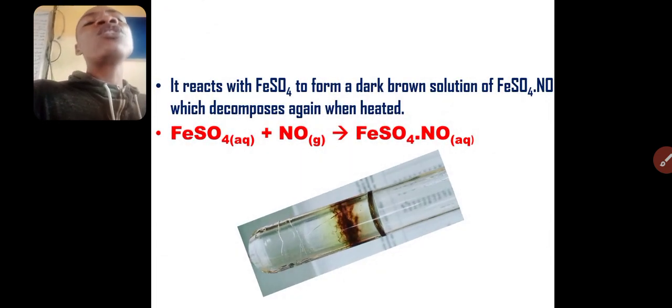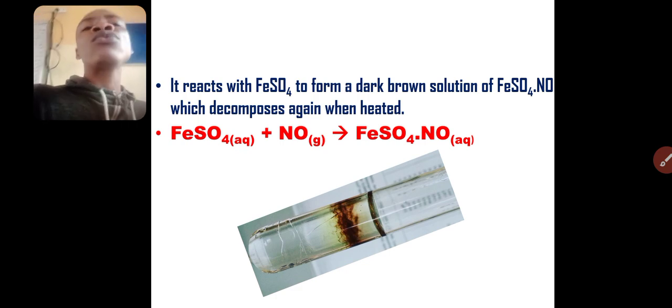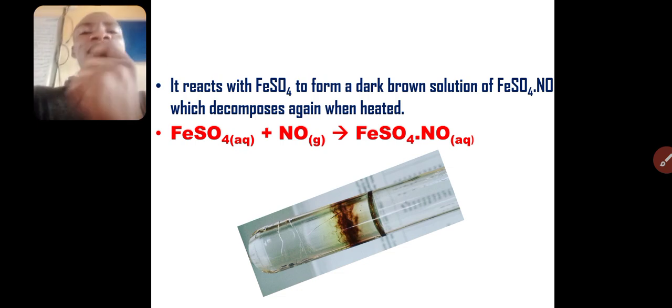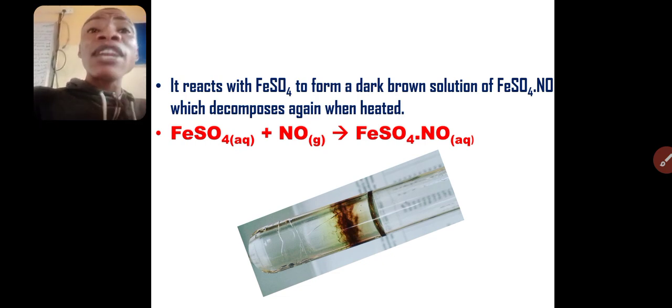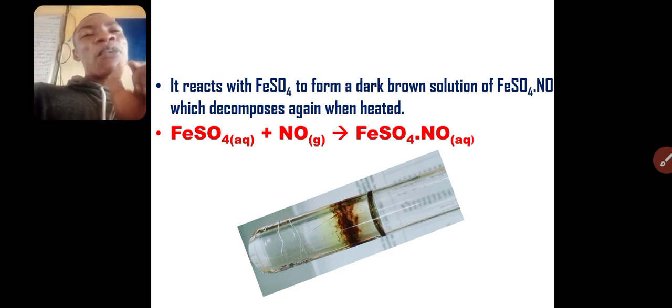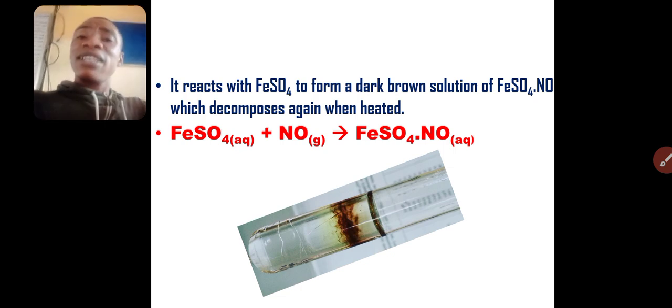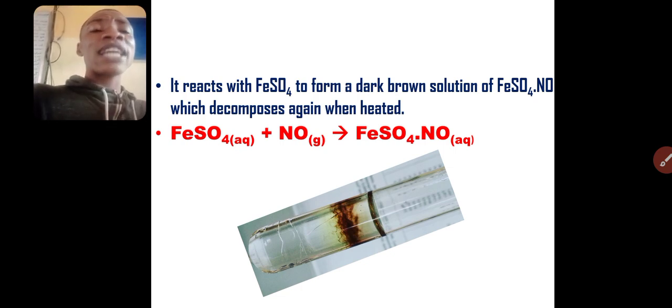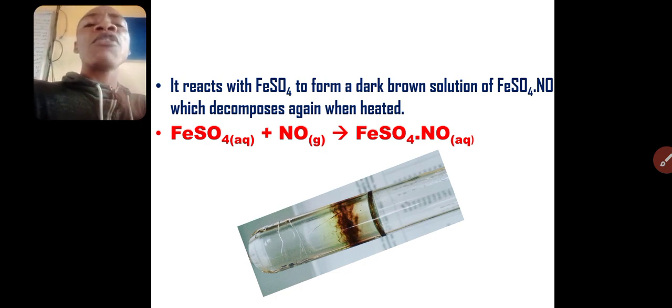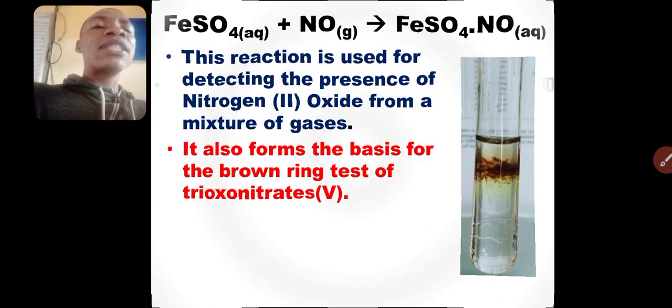Yes, it also reacts with freshly prepared iron 2 tetraoxosulfate 6 solution to form a dark brown solution of FeSO4.NO, an addition compound which can decompose again when heated. This is the major test for detecting the presence of NO, because NO has affinity for FeSO4, and when they combine they form the brown compound FeSO4.NO. As you can see here, this is the basis of the brown ring test when we are testing for the presence of NO3 minus. So NO has affinity for FeSO4 and combines with it to form a brown compound anywhere they meet each other.